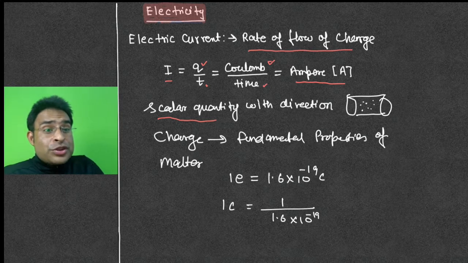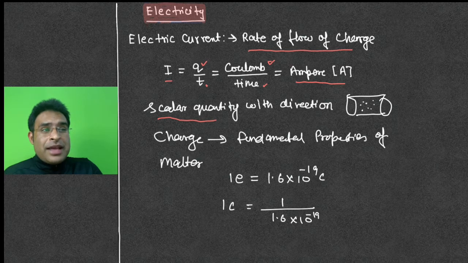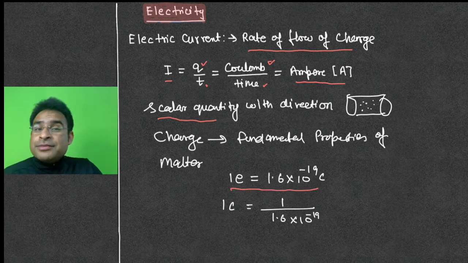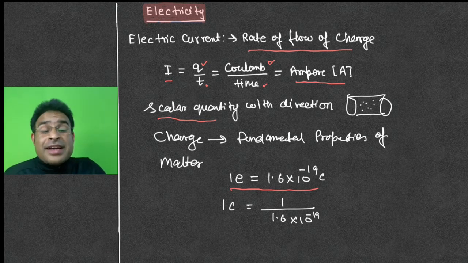Now we are talking about charge. What is charge? Charge is a fundamental property of matter. It's a basic property, just like mass, color. So if I ask you what is the charge on one electron, everyone knows: that is the minimum possible charge, 1.6 into 10 raised to power minus 19, with a negative sign. It's not a positive charge, it's a negative charge.